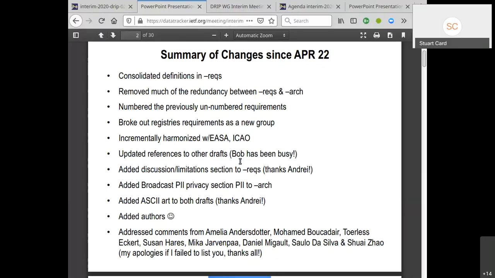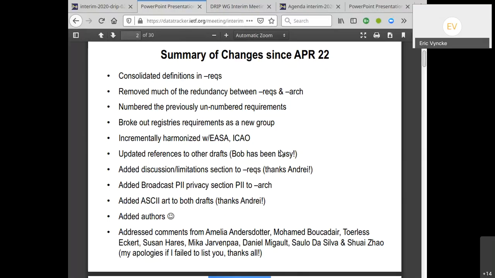Bob has been extremely busy. He's quite a prolific writer. Andre Gertov gave us a discussion limitations section. Bob gave me a section on the privacy. Oops, I've got a redundancy right in there. Broadcast personally identifiable information privacy section. Shouldn't be a second PII in the architecture draft. Andre Gertov has also given me some ASCII art, which has gone into both drafts. We've got additional authors now, Andre and Xizhao. And we've got comments in there from all of those people and probably a couple of others. I tried to be comprehensive in listing them, but I've doubtless made an omission at some point.